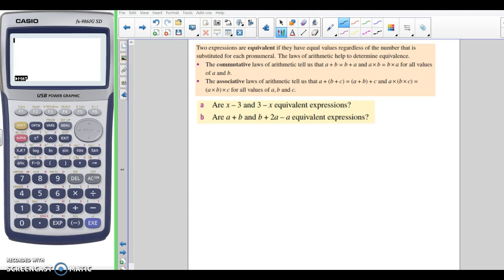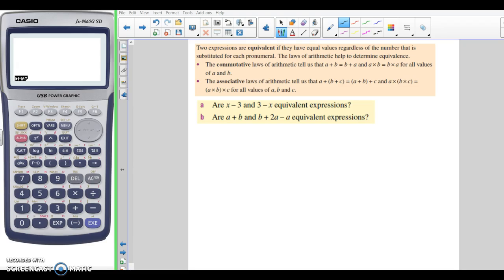Alright, the next part we're going to look at is the equivalence of algebraic expressions, okay? So the next bit that we're going to look at is whether two different expressions are equivalent or if they're equal regardless of the value of the number that is substituted in for that pronumeral. So, for example, A plus B would be the same as B plus A, because if you put in 1 for A, 1 for B, it'd be the same as 1 plus 1, 1 plus 1, okay?